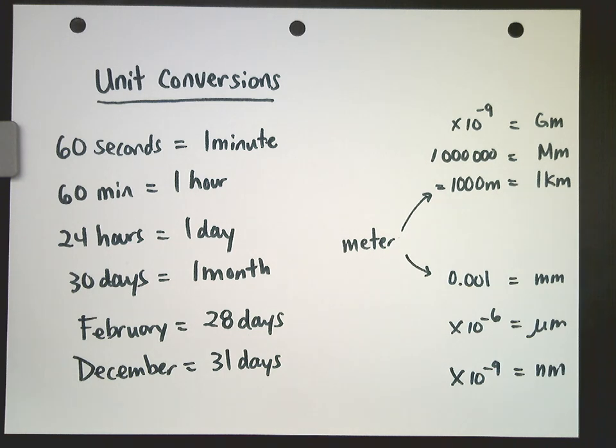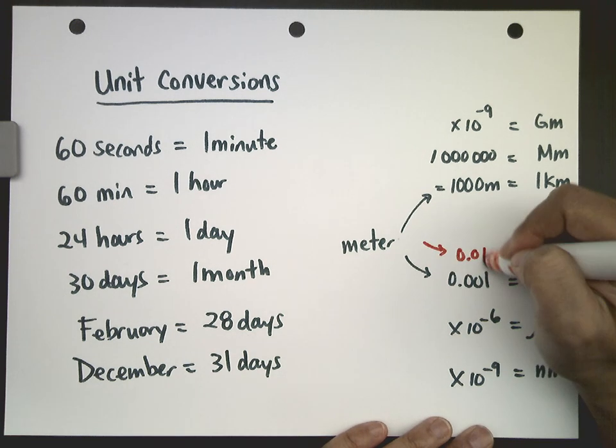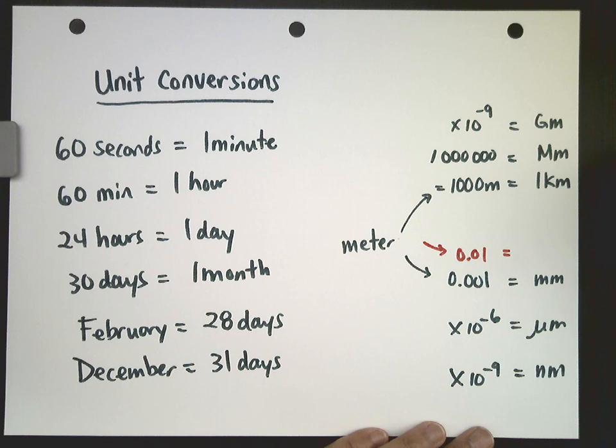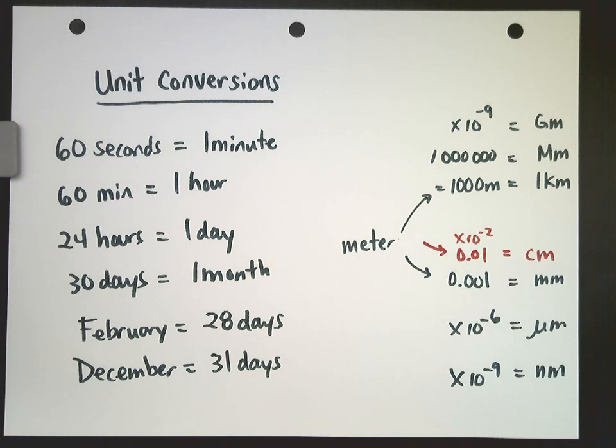Now, some of you remember centimeters. That's not part of the metric system, but it is a unit that we often use. And so the centimeter is 0.01 or 10 to the negative 2. So it doesn't matter whether you use decimals or scientific notation. They're both accepted.